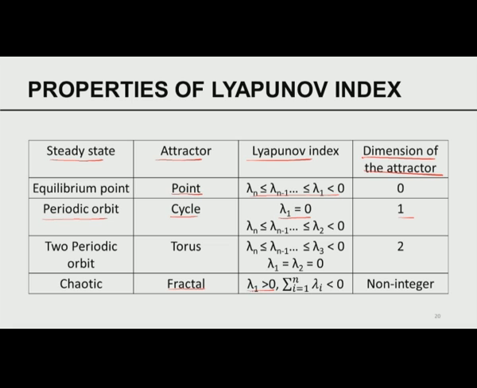at least one Lyapunov index is positive. The rest of them could be 0 or negative, and the sum of all the Lyapunov indices together could be less than 0. That indicates the system is totally dissipative, and the dimension of the attractor is non-integer. That means they have what's called fractal dimension. So the notions of fractal attractor, fractal dimension, and chaotic behavior are all interrelated with each other.